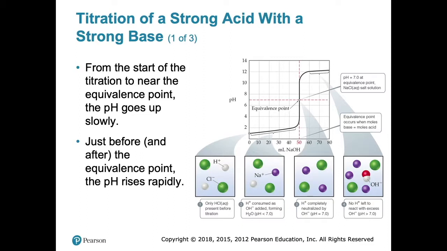But it doesn't actually do that. It doesn't actually make it in an appreciable amount till you get close to the equivalence point, which is right here. And so you notice once you get to the equivalence point, you have this really straight line, a very straight line that goes all the way up to pH 12.